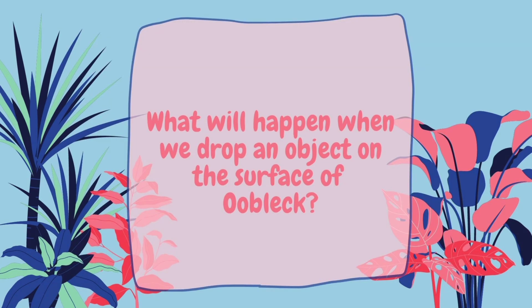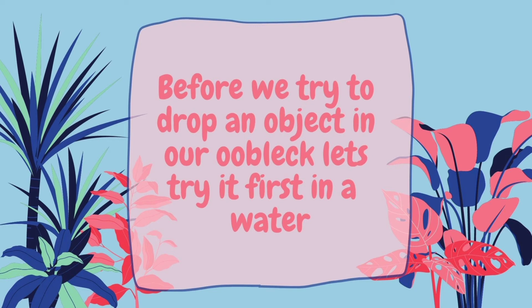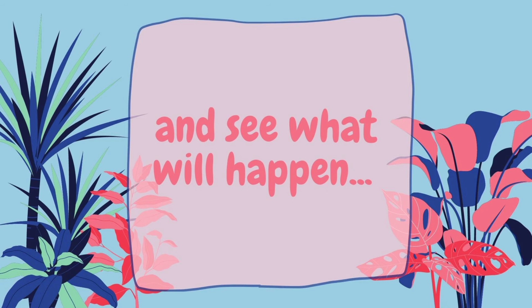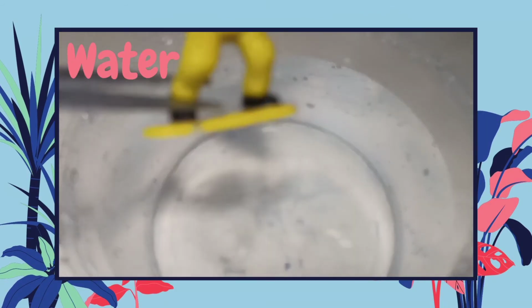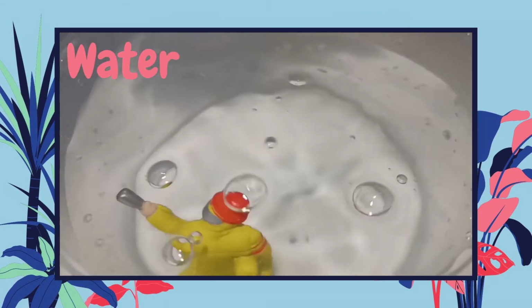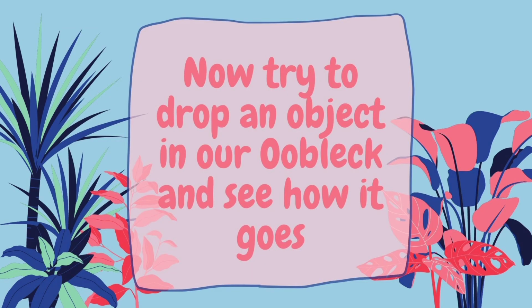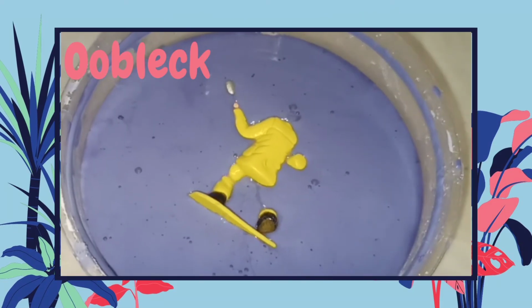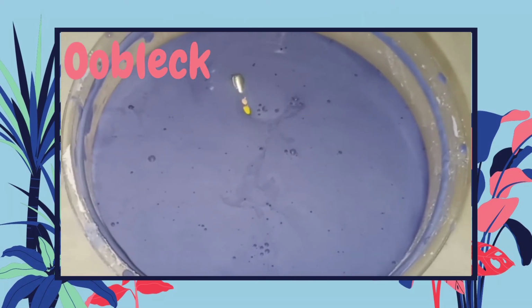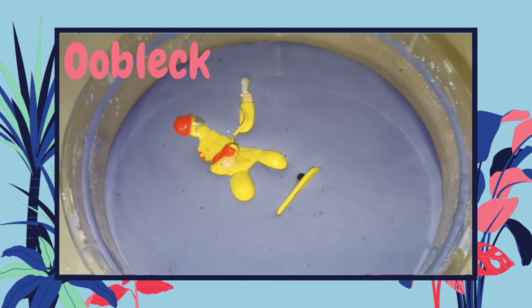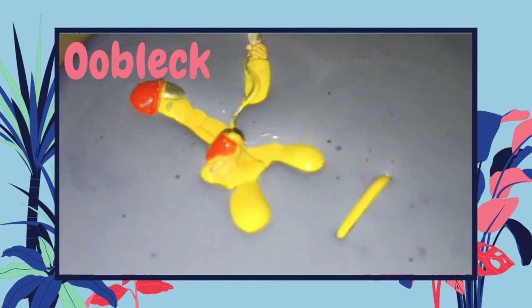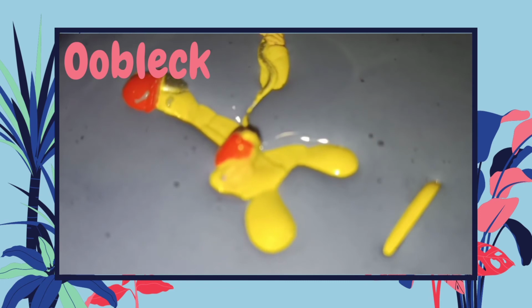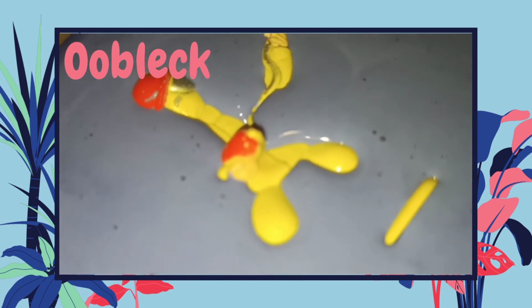What happens when we drop an object onto the surface of an Oobleck? Before we try to drop an object in our Oobleck, let's try it first in water and see what will happen. As you can see, the object that we drop in the water sinks immediately. Now, try to drop an object in our Oobleck and see how it goes. In the second situation, where we drop an object in the Oobleck, the time the object sinks is slower in Oobleck compared to water.